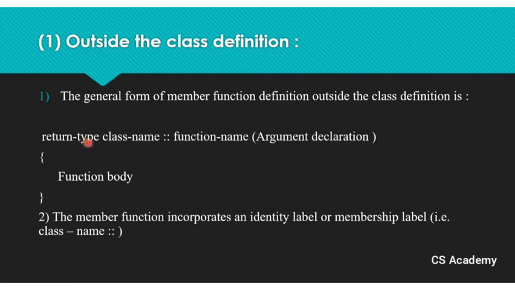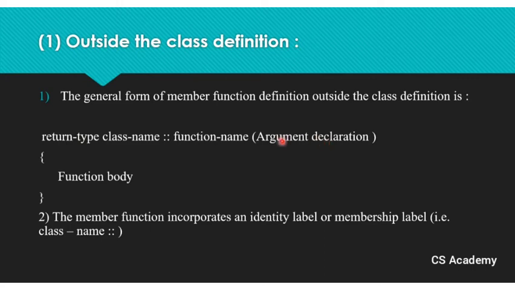रिटर्न टाईप, क्लास नेम, स्कोप रिझोल्युशन ऑपरेटर. हिअर स्कोप रिझोल्युशन ऑपरेटर सेज दॅट दिस फंक्शन बिलॉंग्स टू दिस क्लास. Scope resolution operator says that these functions belong to this class and have this return type. Okay, return type, class name, scope resolution operator, function name and the arguments list. Function having the argument list.